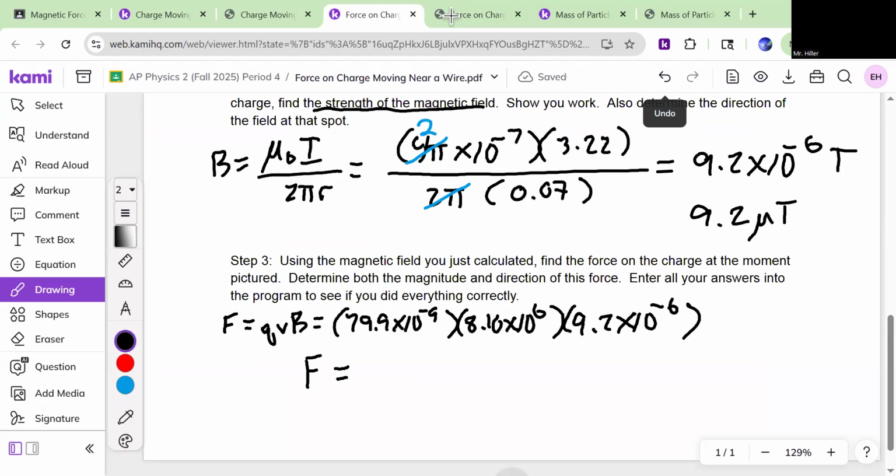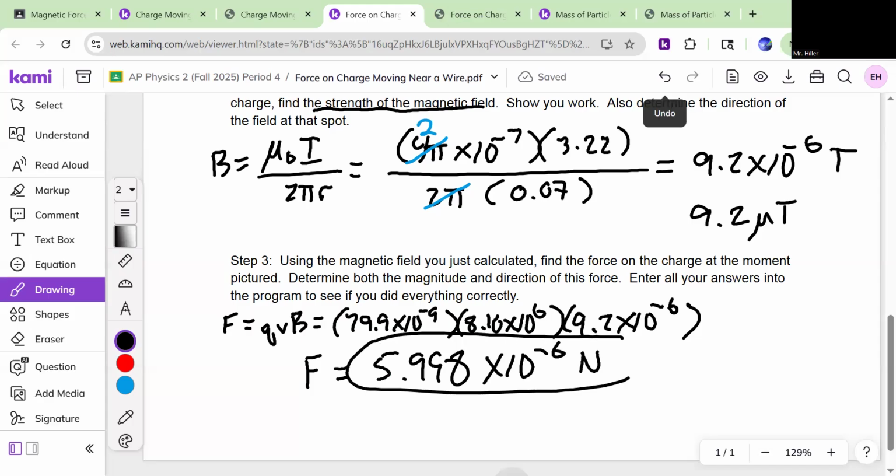Okay, let me try that one more time. 79.9 times 10 to the negative 9 times 8.16 times 10 to the 6 times 9.2 times 10 to the negative 6. Yes, okay, I am getting that. So I'm getting 5.998 times 10 to the negative 6 newtons.